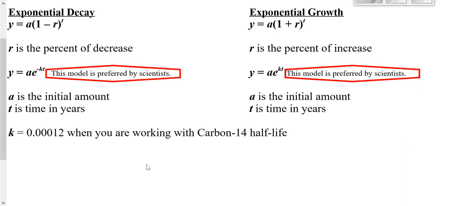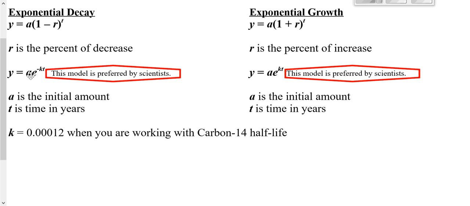Now, if you're dealing with more of a scientific situation, then you're going to have y is equal to a e to the negative kt for decay. It's the same thing except your k is positive for growth. So if it's a scientific situation, more dealing with chemicals and scientific stuff, then you're dealing with the one that has an e in it. If it's non-scientific, you deal with the non-e equations.